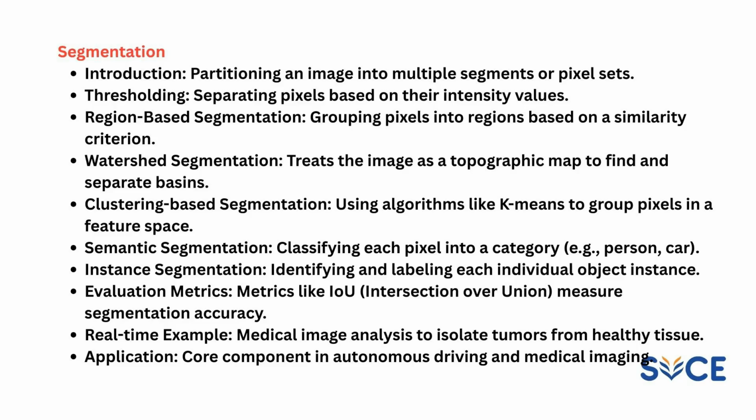Clustering-based segmentation uses algorithms like k-means clustering to group pixels into clusters based on color and position. It's like sorting a pile of marbles by color without knowing beforehand how many colors there are. So the algorithm finds the most common color groups and assigns pixels to them.